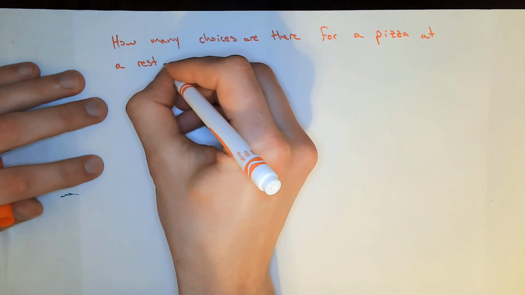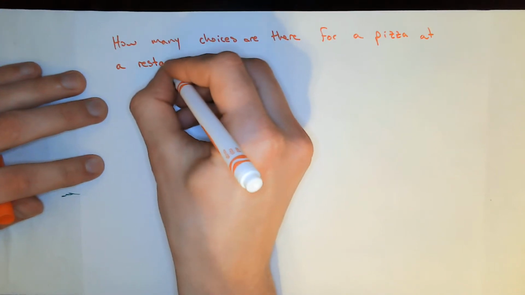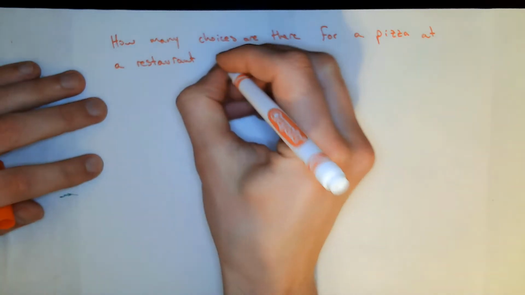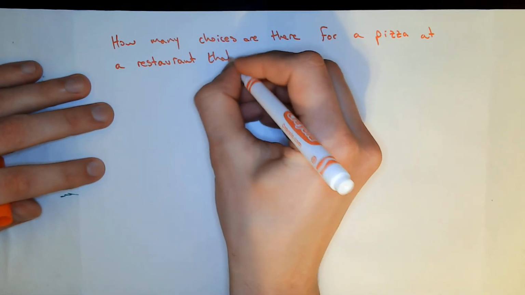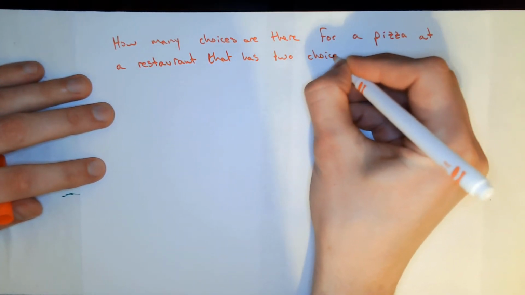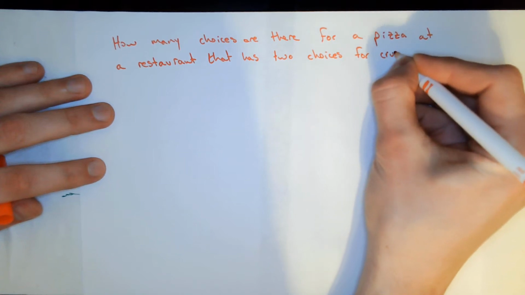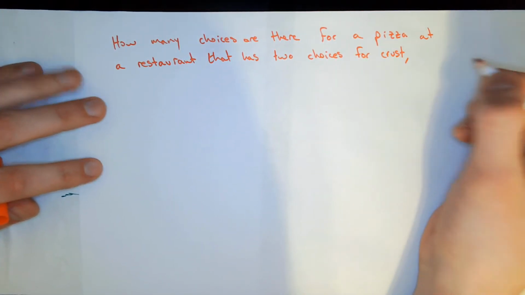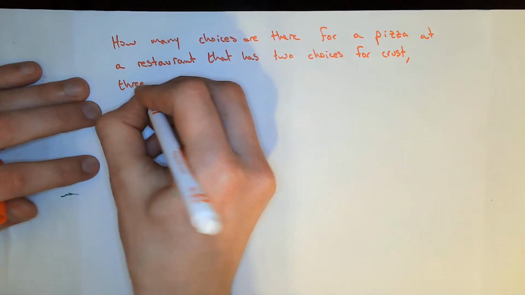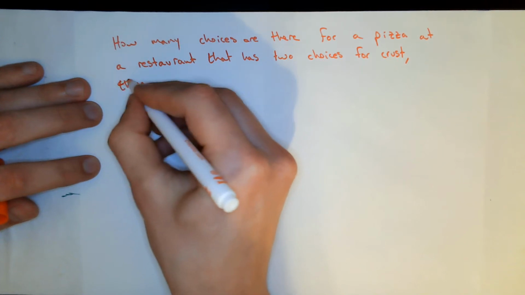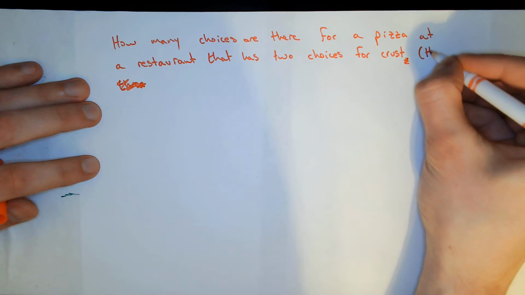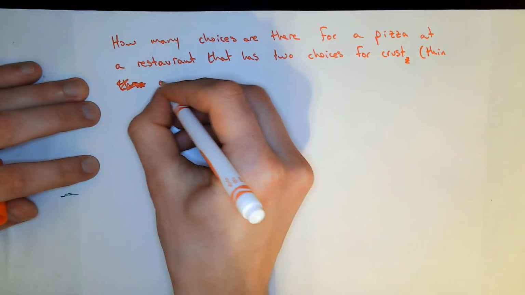restaurant? How do you spell restaurant? Such a hard word to spell. At a restaurant that has 2 choices for crust, so like thin or regular. Actually, I am gonna write what they are. 2 choices for crust, and I'll say thin or regular.